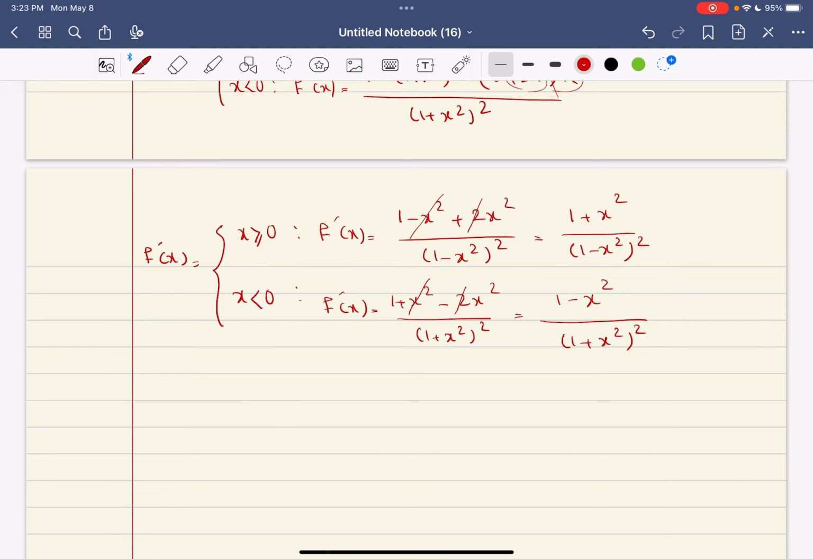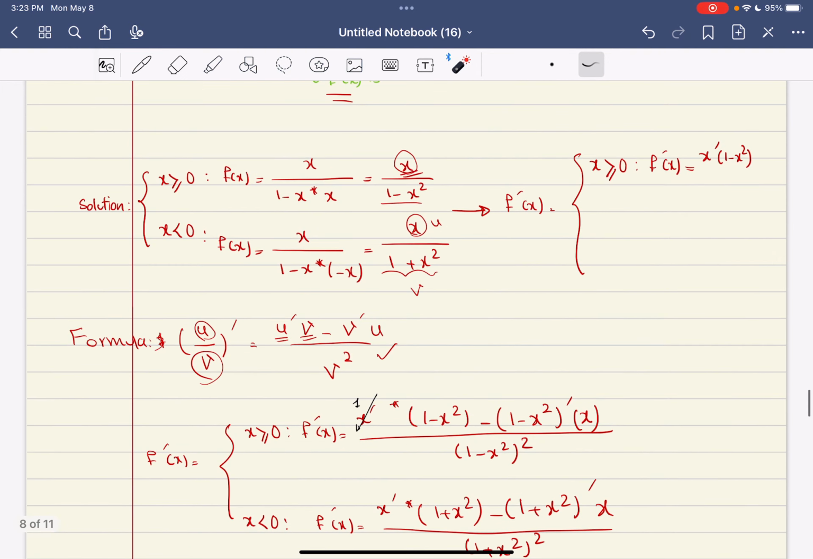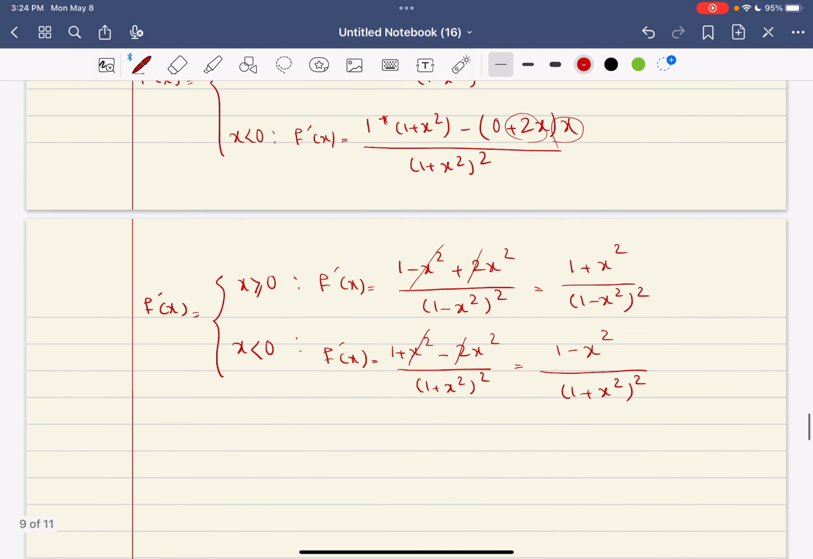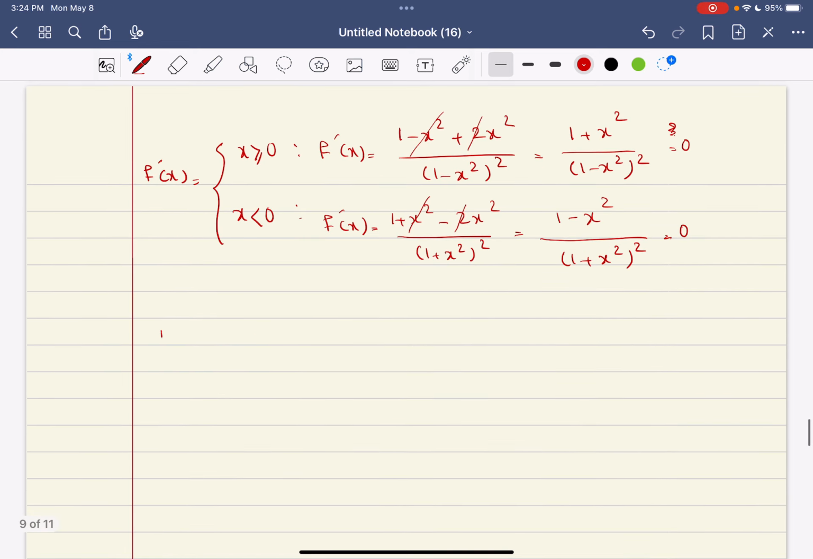So let's go back and take a look at the definition of critical points. Let's check the first part: f prime x equals 0. So 1 plus x to the power of 2 over 1 minus x to the power of 2 to the power of 2 equals 0. This is the upper part, for x equal to 0 or greater than 0.